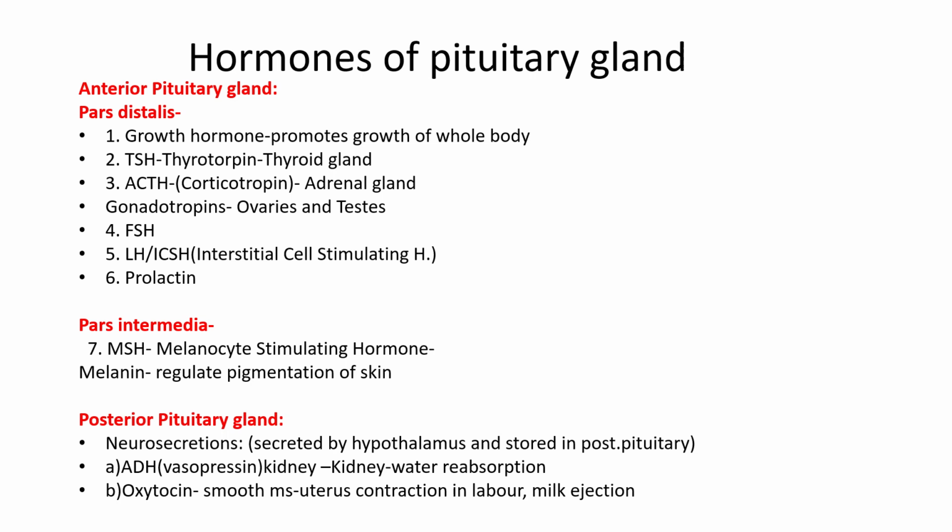The posterior pituitary gland has neurosecretions secreted by the hypothalamus and stored in the posterior pituitary. There are two: ADH and oxytocin. ADH, antidiuretic hormone, also called vasopressin, acts on the kidney for water absorption. Oxytocin acts on smooth muscles, causing uterine contraction in labor and milk ejection.